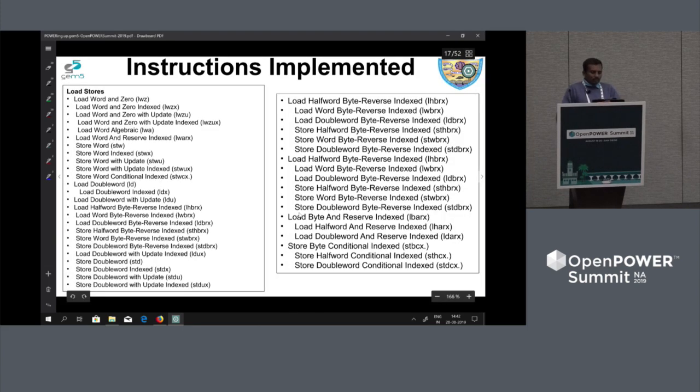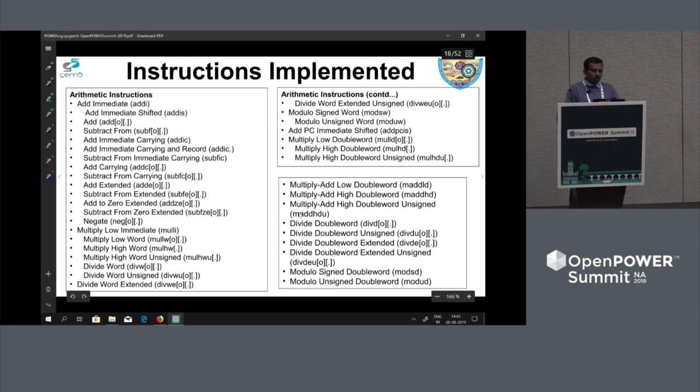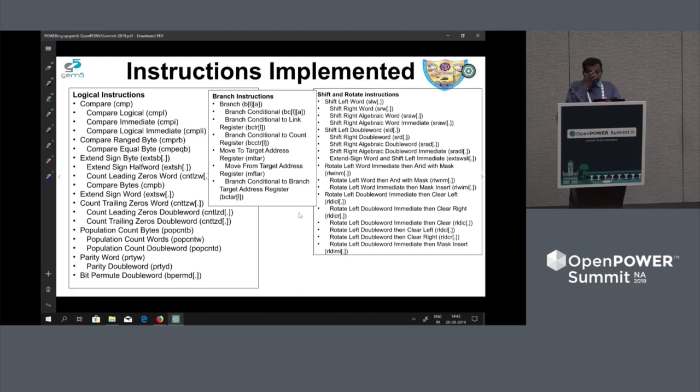We began with this, and there were a large number of instructions. It included loads and stores, the whole family of loads and stores, and a fairly large number of arithmetic and logic instructions. Arithmetic instructions included addition, subtraction, multiplication, division, and their offshoots, and of course also modulo. With the logical instructions, we had all the logical instructions and separately the compare family, count the number of ones, the parity family, then the branches and the shifts and rotates. All of these instructions had to be written in.